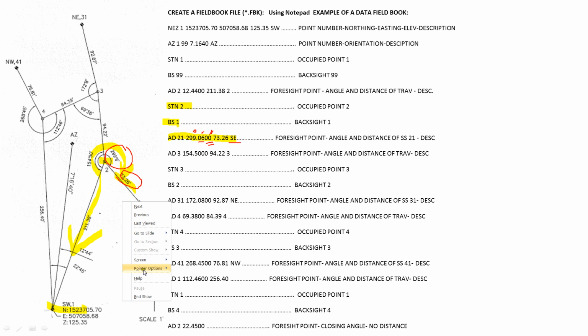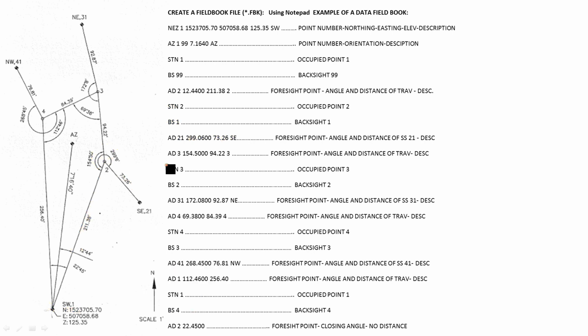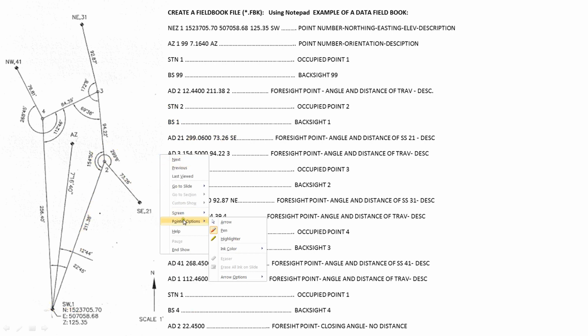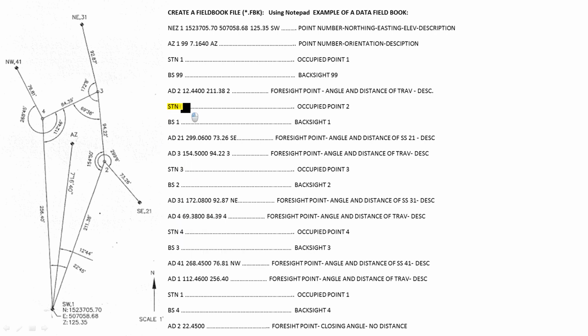Okay? Now, the next line of code says, let me get my highlighter on. I'm still at station 2. I'm still here. I'm still backsighting station 1. But in the next one, it says AD3. So I'm now looking toward the traverse point 3. It's saying I'm going 154 degrees, 50 minutes and 0 seconds. And then it's telling me I'm going a distance of 94.22 feet. And then it's giving my description.